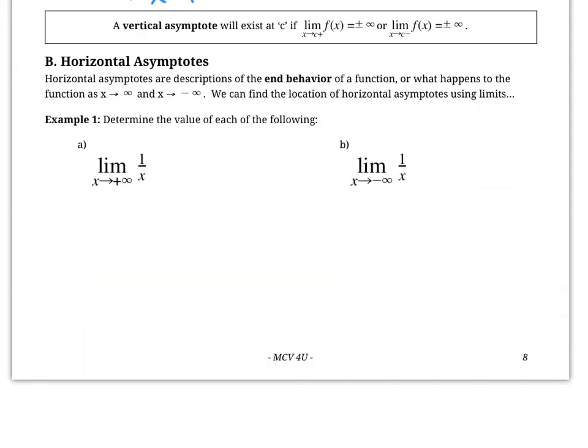So similar to how we can define vertical asymptotes using limits, we can also define horizontal asymptotes using limits. Because really what horizontal asymptotes are is just what happens to the function as x approaches infinity and negative infinity, the end behavior of the function, right? So we're asked here to find the limit of 1 over x as x approaches positive infinity and negative infinity.